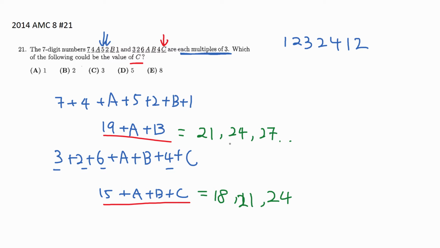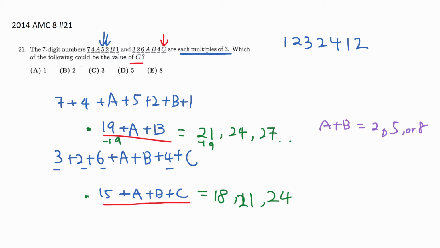Now, if you really compare the first equation with the second equation, let's say you subtract 19 on both, then technically you're gonna have A plus B equals what? 2. And if you go to the next number, it can also be 5, and then 8, right?